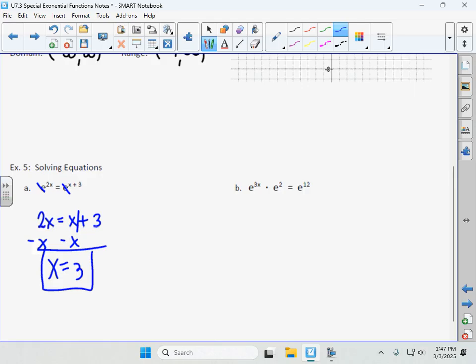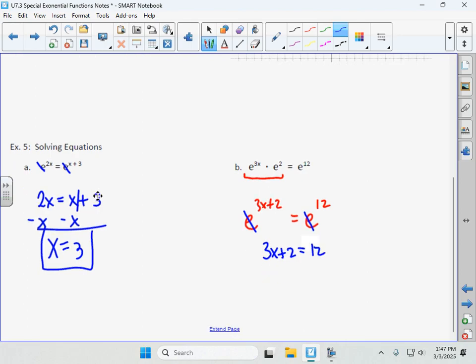And then b, same thing, but we have two e's on the same side, so we want to combine those together first. And since we're multiplying like bases, we add the exponents. So it's e to the 3x plus 2 equals e to the 12th power. All right, and then the bases are the same. Set the exponents equal. And then just solve for x. 10 over 3 doesn't simplify, so we'll just leave it like that, 10 thirds.